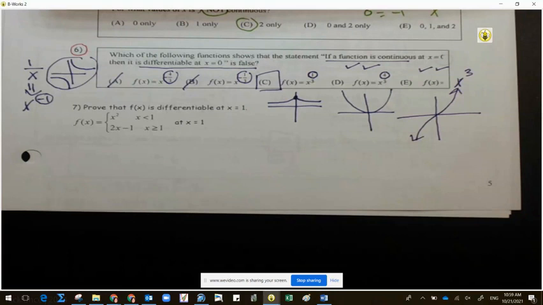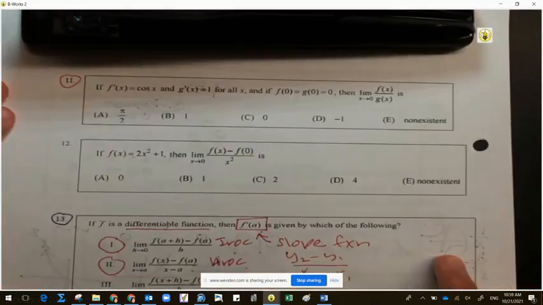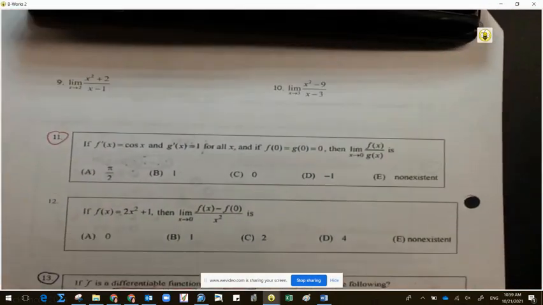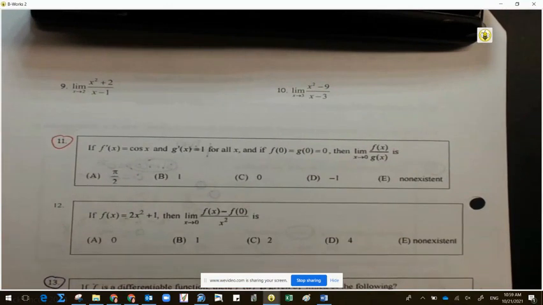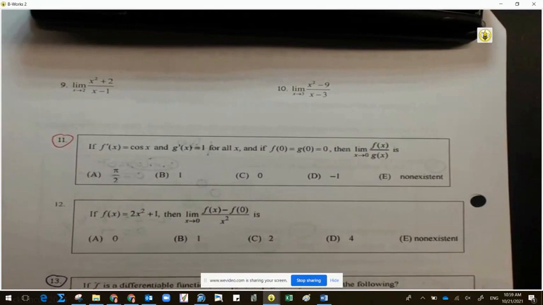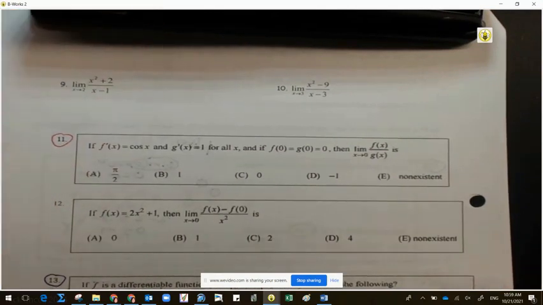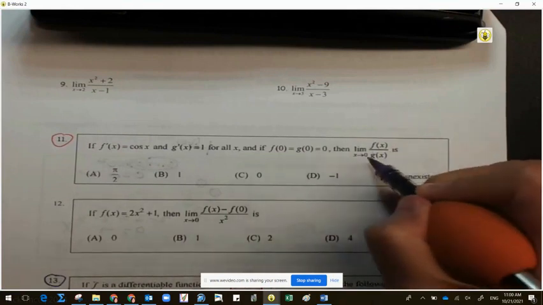Now let's go to, was it number 11? 11. All right. So on number 11, Cody, let's go ahead and read that out loud, please. F prime of x equals cosine x, and g prime of x equals 1 for all x, and if f of 0 equals g of 0 equals 0, and the limit as x approaches 0 of f of x over g of x is. So let's go ahead and plug in the 0 first.